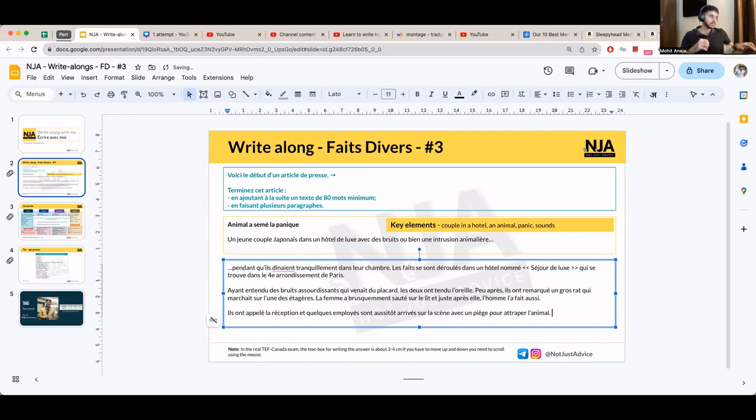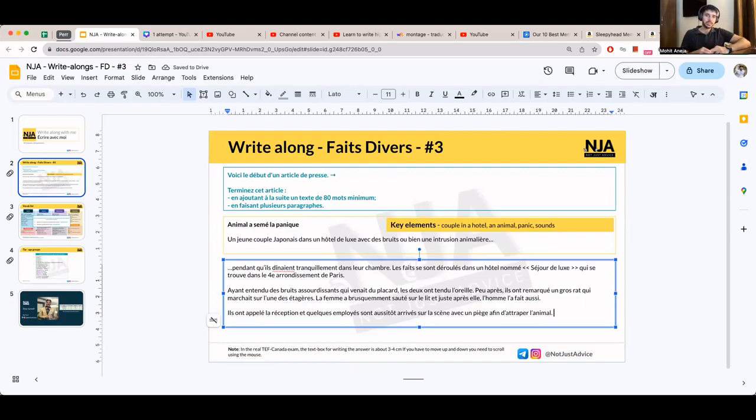So let's analyze this sentence. I'm saying, ils ont appelé la réception, they called the reception, and some employees sont aussitôt arrivés. Sont aussitôt arrivés means they arrive very soon. Sur la scène is on the scene. Okay. Sur scène, mind you, is on the stage. So you need to have a la between sur and scène. Avec un piège is with a trap or with a cage pour attraper l'animal. Afin de attraper l'animal, or you can say pour attraper. Just to change the language, I'll say afin d'attraper l'animal is correct as well, okay?